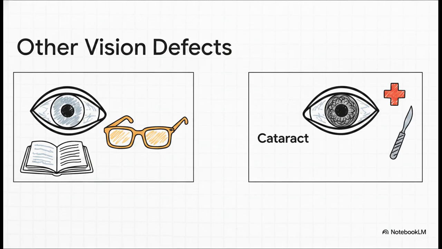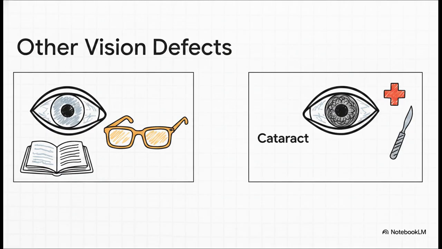Aside from those two major ones, there are a couple of age-related defects you definitely need to know about. Presbyopia happens as we age. The ciliary muscles simply weaken over time, and the lens loses its flexibility, which makes it really hard to read things up close. The fix here is often bifocal lenses.